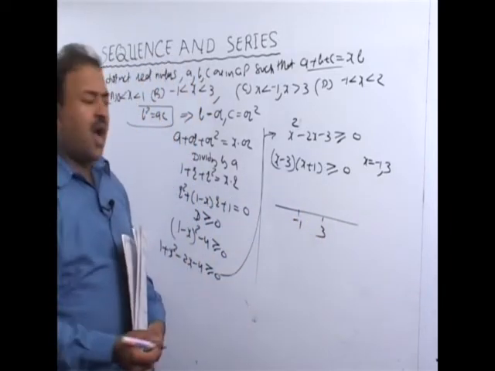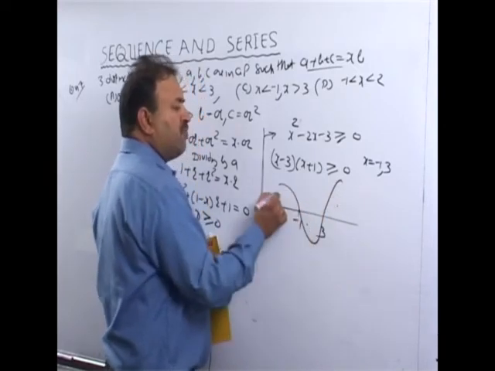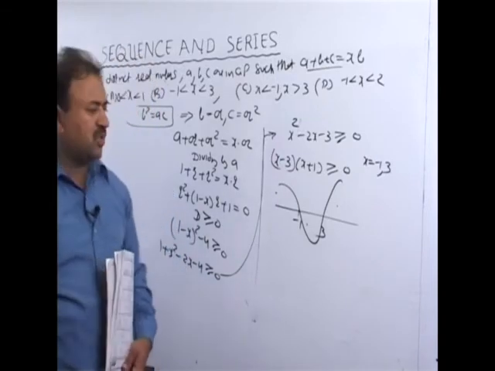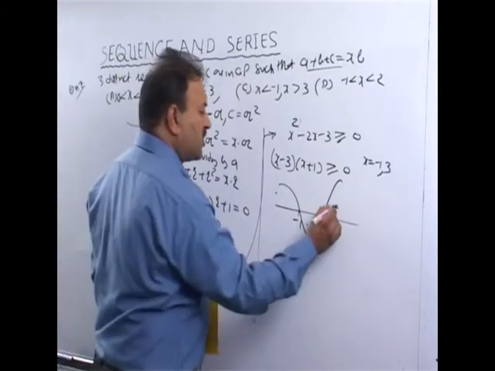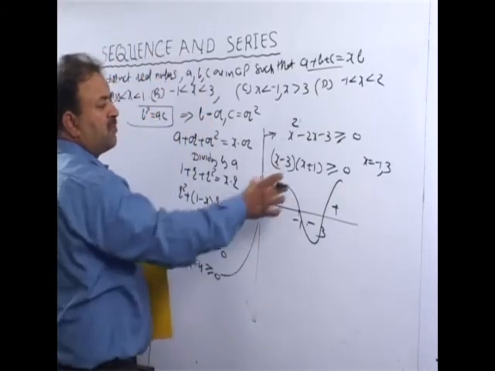Then the wavy curve method always starts from the right-hand side with a positive sign: positive, negative, positive, if the coefficient of the highest term, that is x square, is positive. So I write down positive, negative, positive. Now we want this expression to be positive.